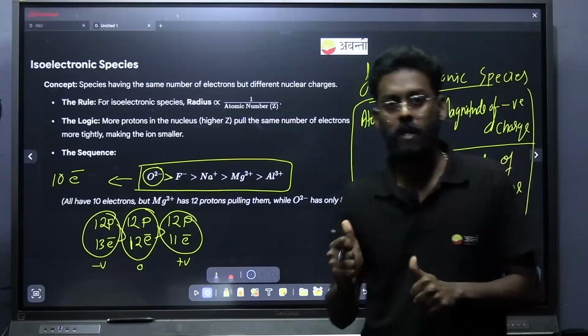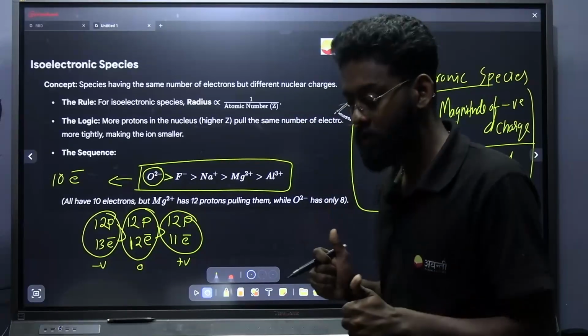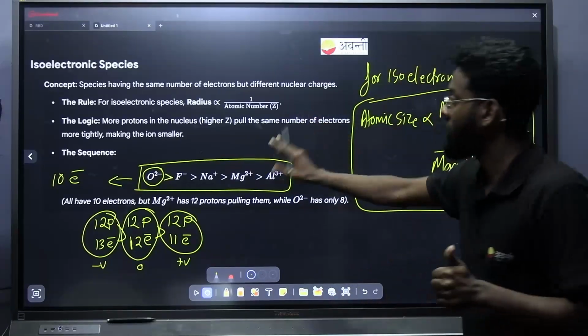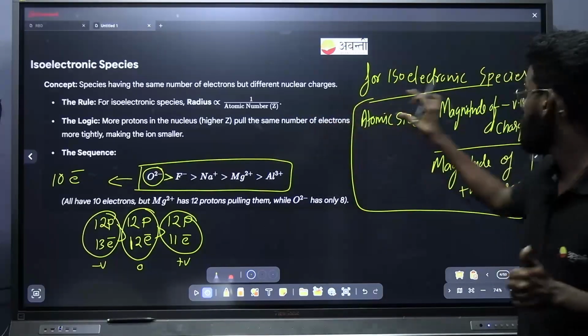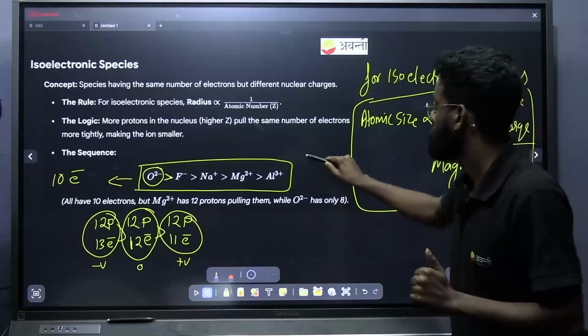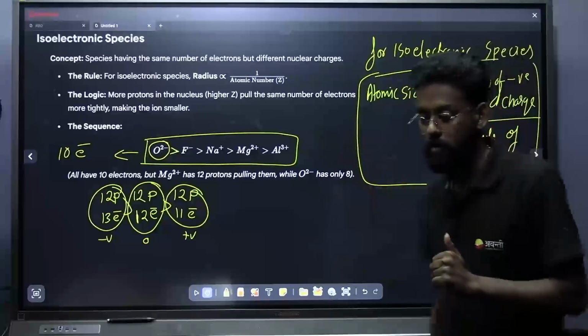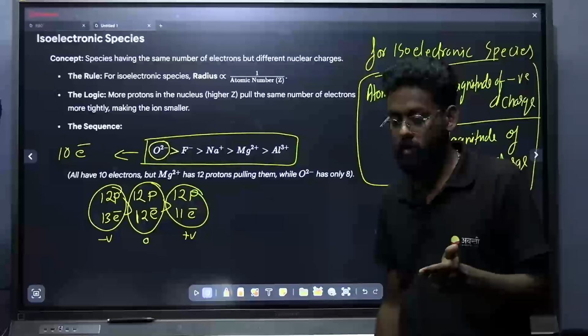Okay, is it clear to everyone? This is the important point. I want everyone to take note about isoelectronic species. Got it? Does anybody want me to explain it once again?